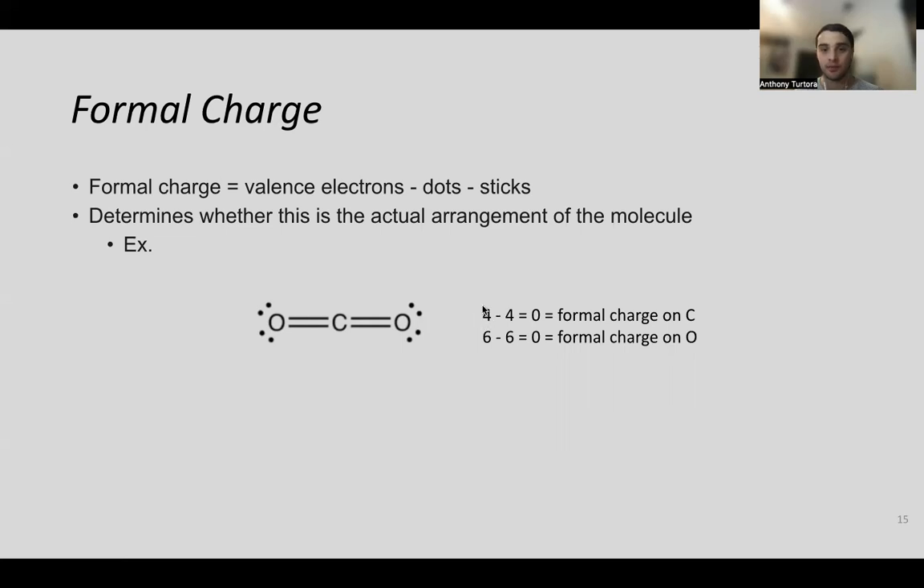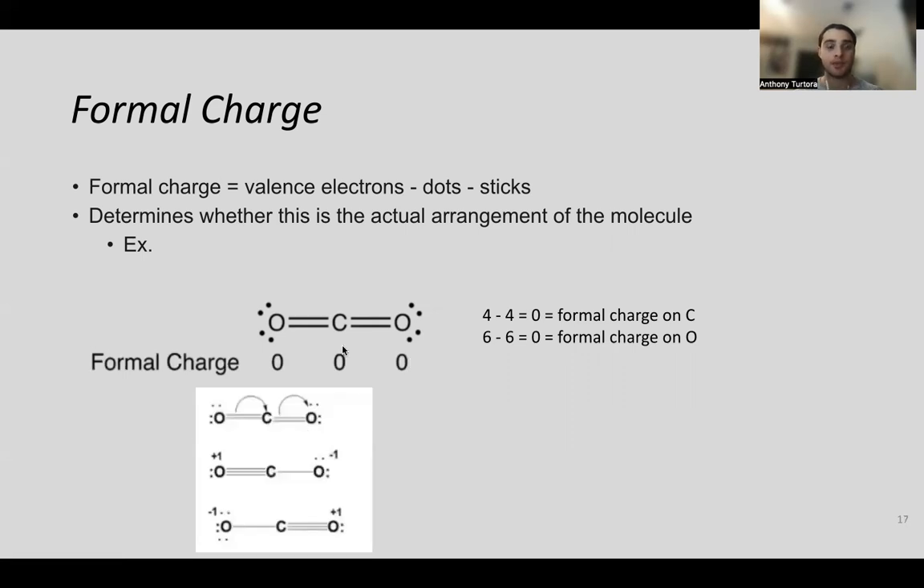We get 4 here from its valence electrons. So we know it's 4. And then we subtract the sticks and the dots. There's no dots, but there are 4 sticks. So we are going to get 0 as a formal charge here. Now on the oxygens, each one will be the same. We have 6 as it's in the 6th column of the periodic table. And I'm going to subtract 1, 2, 3, 4 dots minus 2 sticks, which is 6 again. So we know this is a completely neutral compound. Again, each one is 0.